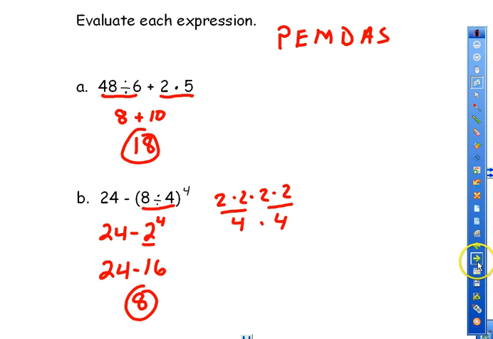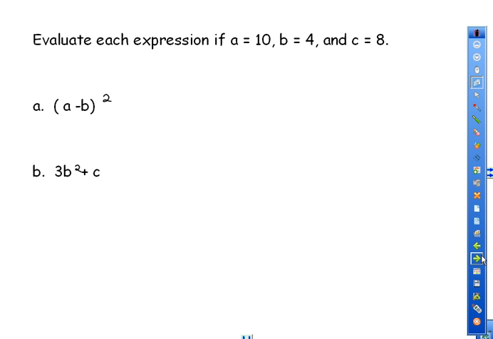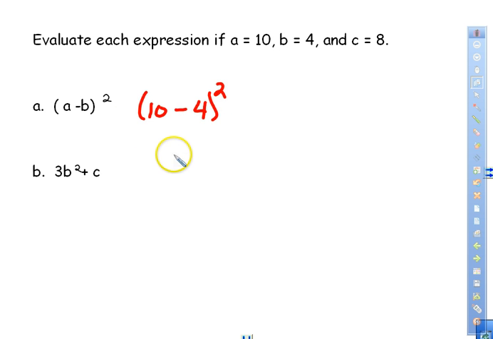Okay. Let's look at the next problem. It says evaluate each expression if A equals 10, B equals 4, and C equals 8. Again, plugging it in, solving using PEMDAS, your order of operations. So go ahead and solve. So we get A is 10 minus B, which is 4, squared. We've got to solve inside my parentheses first, which is 6 squared.